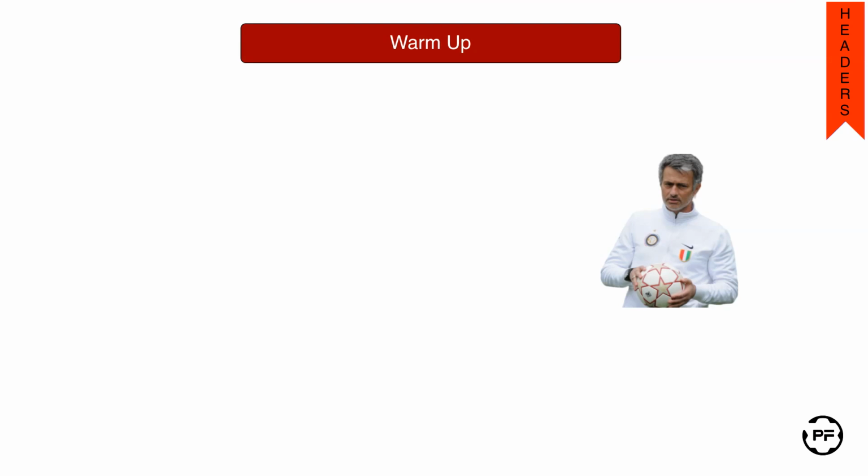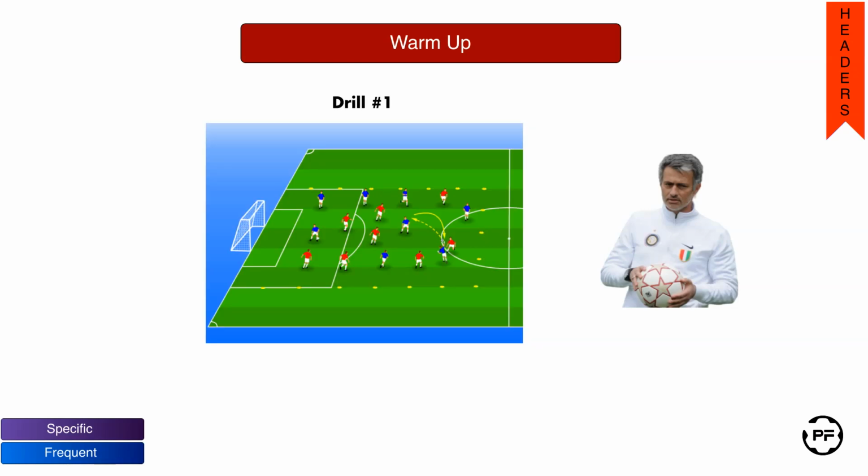First of all, remember that the exercise should be specific and the desired action should occur frequently. An example of a good warm-up exercise would be playing only with hands in a restricted playing area. To win a point, a player has to pass back with a head to his teammate. As you see, the exercise is specific to teaching a heading skill and the actions occur very frequently.